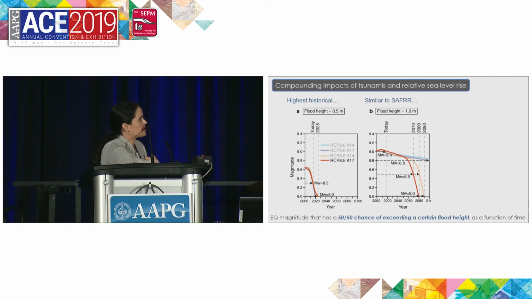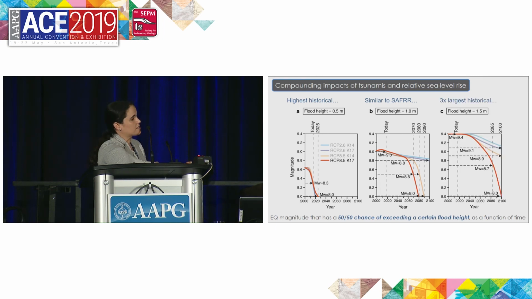As we consider higher flood heights, similar to the Semidi scenario that I mentioned, so a flood height of 1 meter, today it takes about a magnitude 9. So this is a really rare, big event. By 2080 or 2090, we have a magnitude 8, which is a much more common earthquake that can still exceed that flood height if you are including sea level rise. And as you can see, these higher emission scenarios are a much worse case for the ports of LA and Long Beach. If you stay with the lower emissions, you don't deal with these higher hazards from lower magnitude earthquakes.